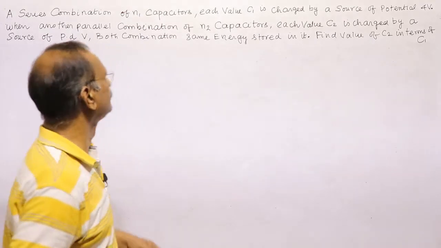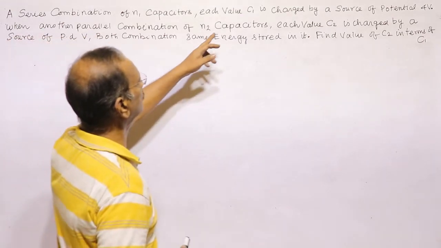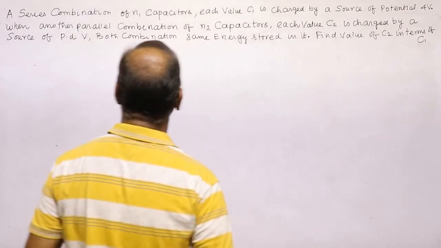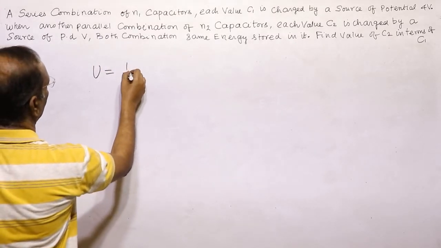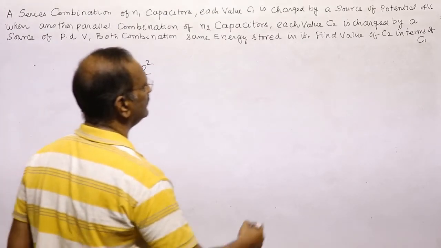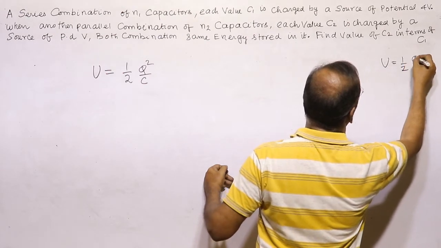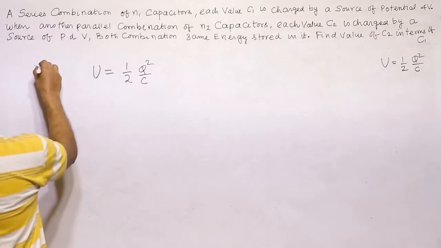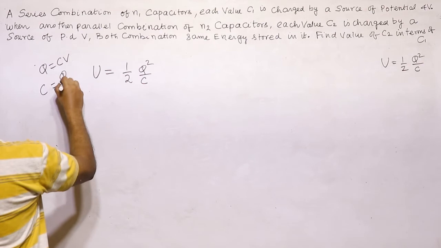Welcome student. A series combination of N1 capacitors, each of value C1, is charged by a source of potential 4V. Before that, let us see what the energy stored in a capacitor is. Energy is equal to half into Q square by C. Then charge Q is equal to C into V, or C is equal to Q by V.